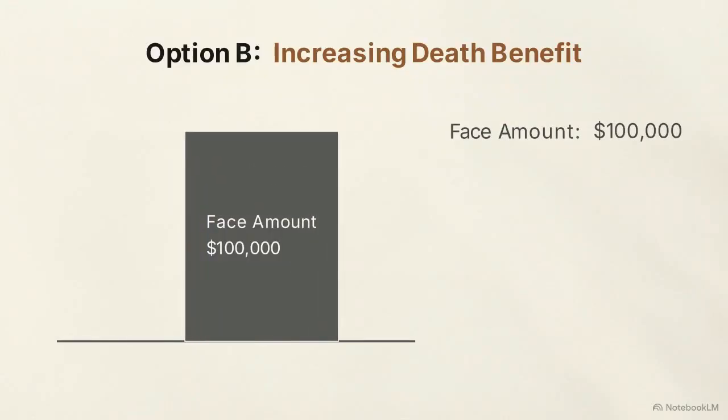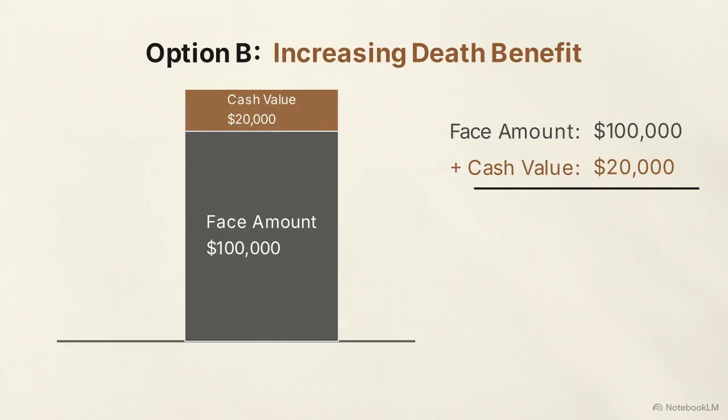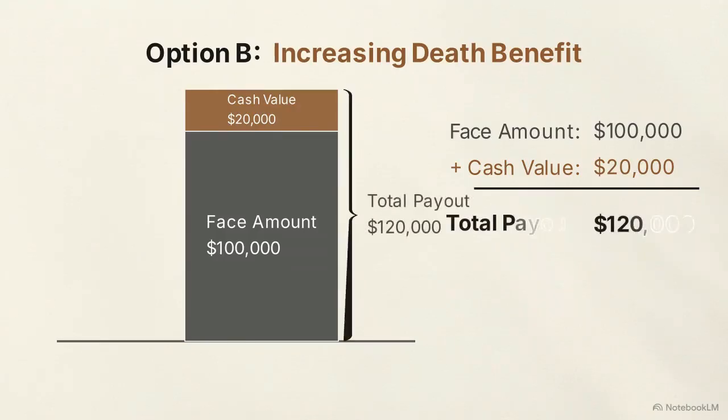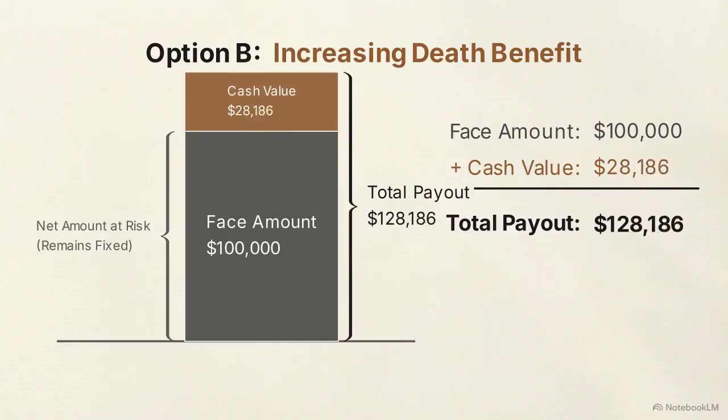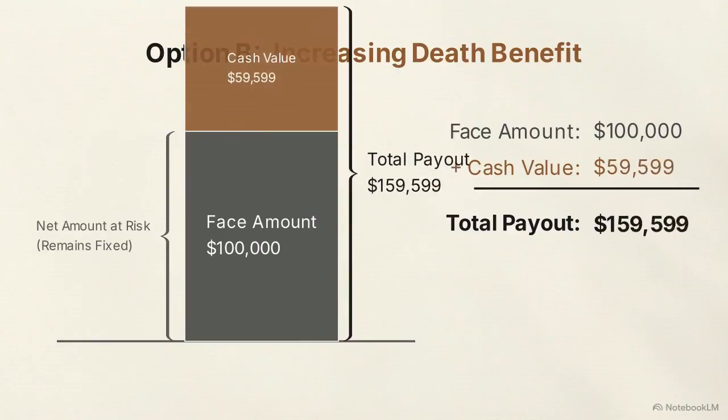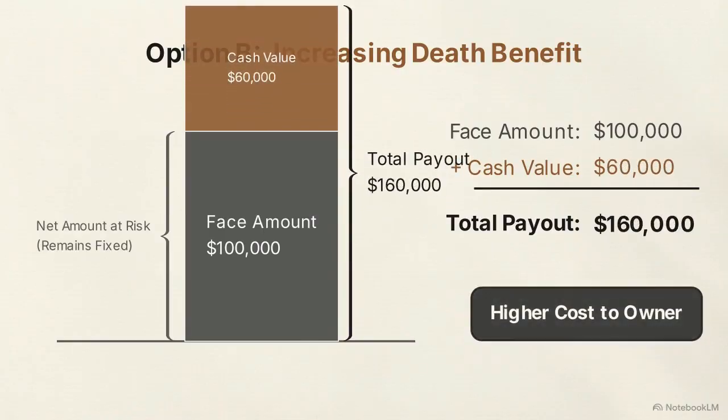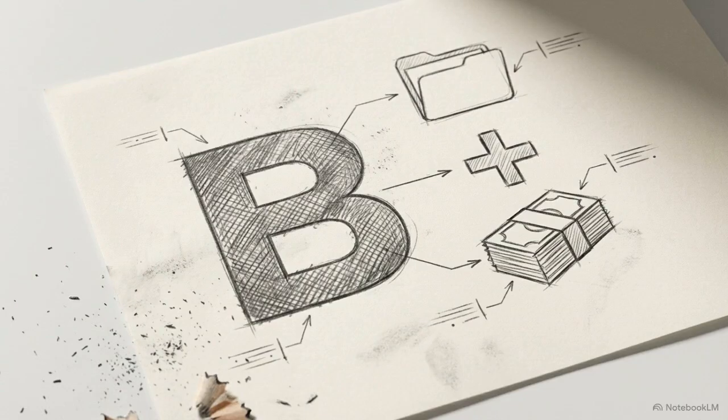By contrast, we have option B, defined strictly as the increasing death benefit option. This second chart shows option B. With the same $100,000 face amount and $20,000 cash value, the math changes. The beneficiary receives $120,000. By stacking cash value on top, the insurer's net risk remains higher, generally costing the owner more. The memory trick here? Option B is for bonus. The payout is the face amount plus the bonus of the cash value.